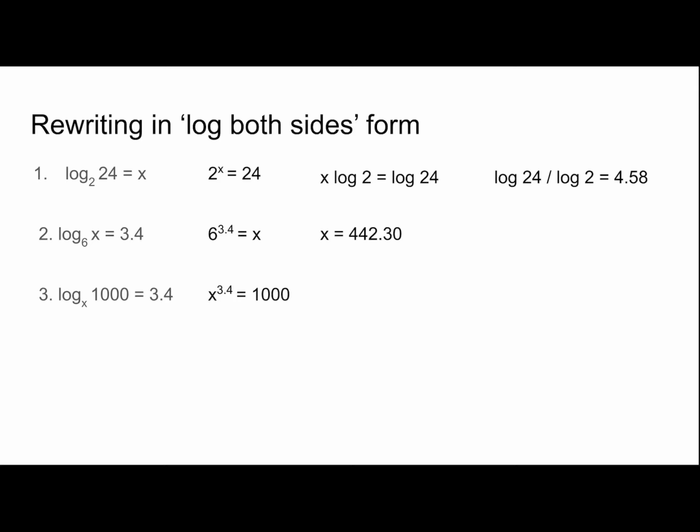If we did log this, for example, we can say 3.4 log x equals log 1000. However, we're left with log x, and log x is a lot harder to solve for. So the easy way to do this is just to take the 3.4th root. In this case, we don't have to log on both sides. So your answer should come out to be 7.63. The only time you actually need to log on both sides is if you have a number to the power of x equals another number. That's the only time you need to take log on both sides.